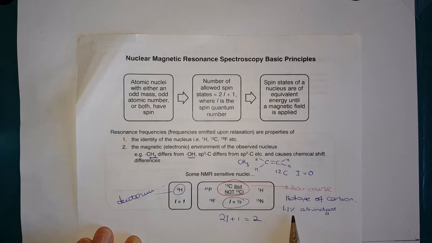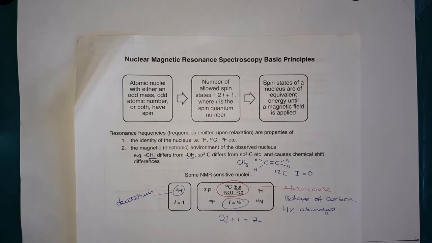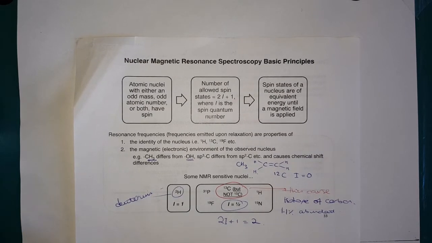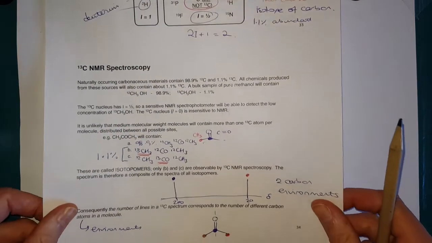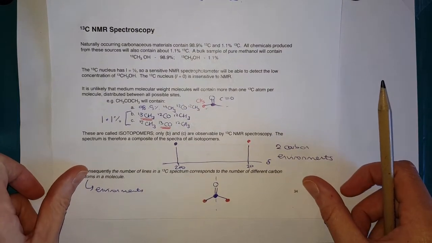It's not very abundant, 1.1%, but there's enough of it to be able to analyse molecules by looking at the different carbon-13 environments, and we use that an awful lot in research to work out the structure of molecules. Just to note that I've said that carbon-13 has a spin of a half, carbon-12 has a spin of 0, so we can't analyse carbon-12 by NMR. So let's now look at carbon-13 spectroscopy.